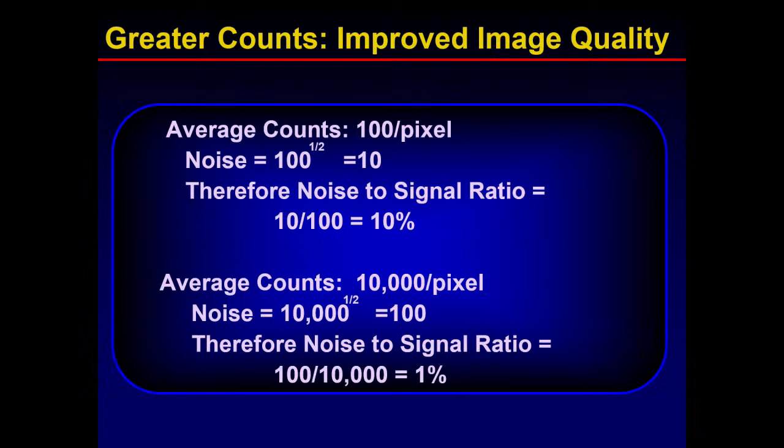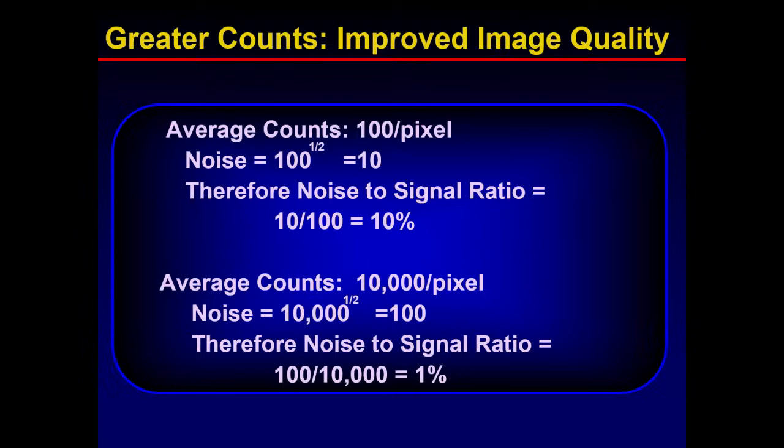The other issue, and why sensitivity, crystal sensitivity, and the number of photons you acquire is so important, is because of the issue of noise. So noise is determined by the square root of the number of counts that you have. So if you have a low amount of counts, you're going to have a lot of noise. If you have a high number of counts, you're going to dramatically reduce your noise in your image.